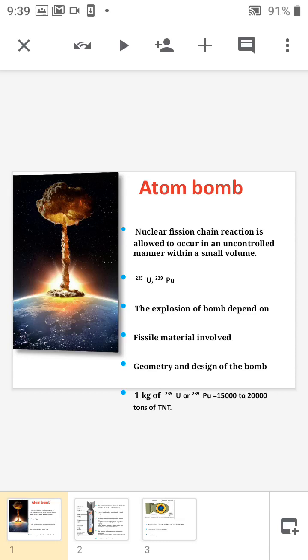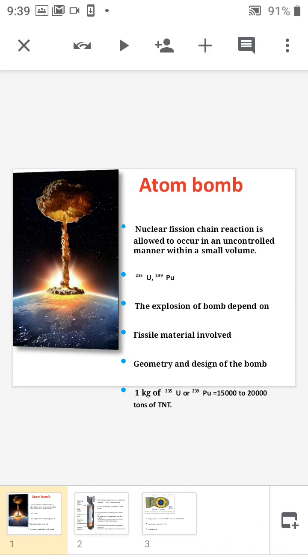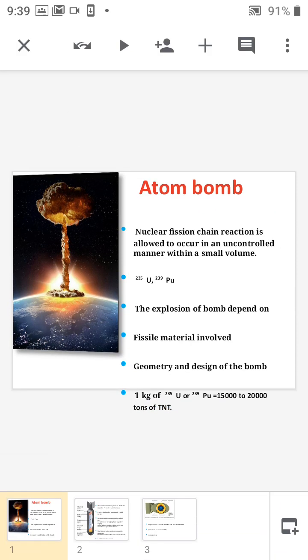Good morning, everybody. Today we are discussing the next topic of nuclear chemistry, that is the applications of nuclear fission and nuclear fusion reactions. We have already discussed what is meant by nuclear fission reaction and nuclear fusion reaction. Now today we are learning the applications of the nuclear fission and fusion reactions.